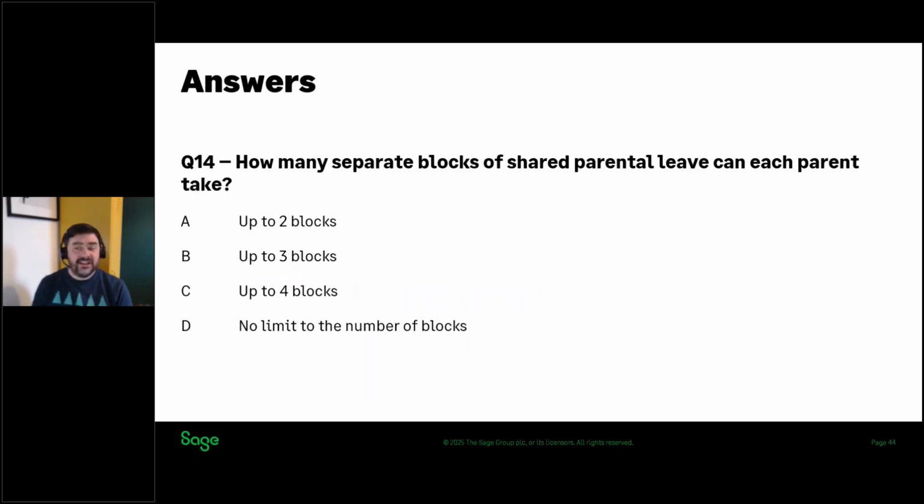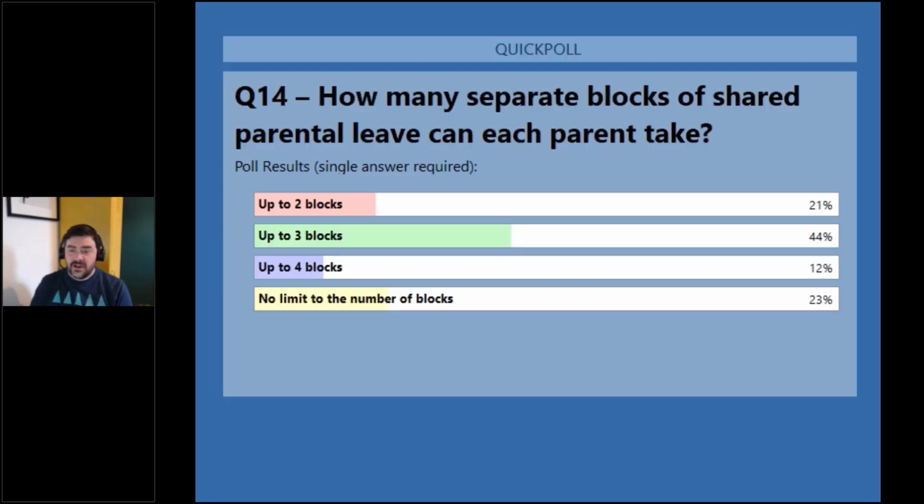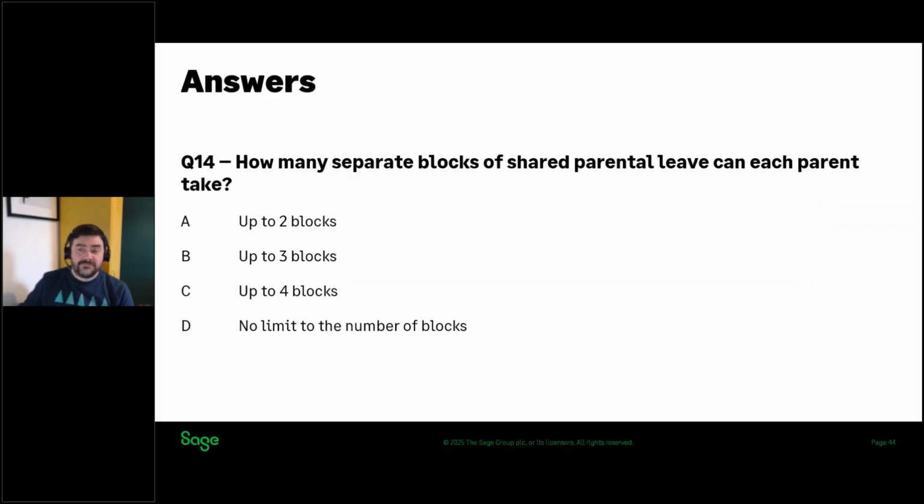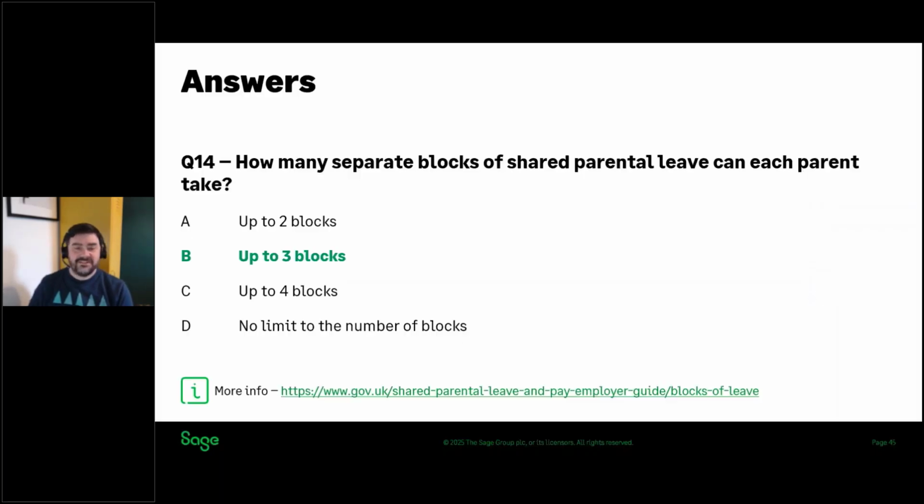Question number 14 then. How many separate blocks of shared parental leave can each parent take? So let's have a look at the results for this one. More of a split on this one. The most popular answer was up to 3 blocks. We've got 23% saying there's no limit, 21% saying up to 2 blocks. So let's find out what the correct answer was. So this is up to 3 blocks of leave.